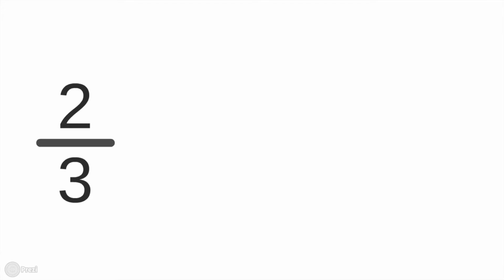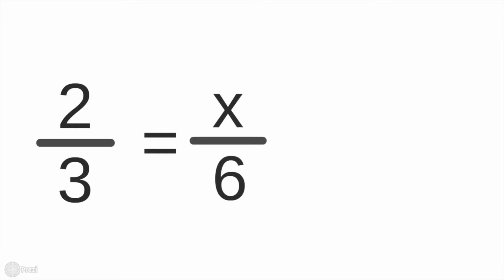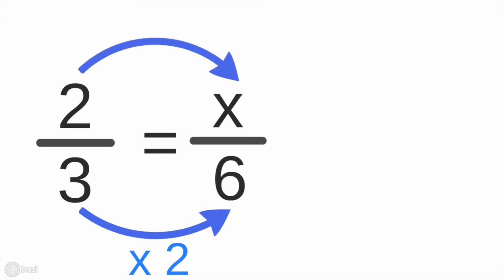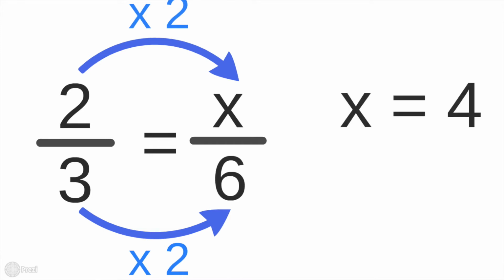Say you have a ratio of 2 to 3, a fraction of 2/3, and we say that it's equal to x over 6. How would we solve for x? Well, you might notice that to get from 3 to 6, you'd multiply by 2. So in order to keep the fraction the same, we would have to multiply the top by 2 as well. And that gives us x equals 4.